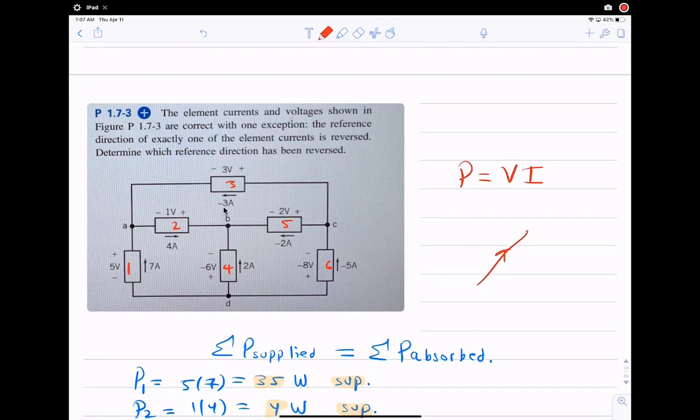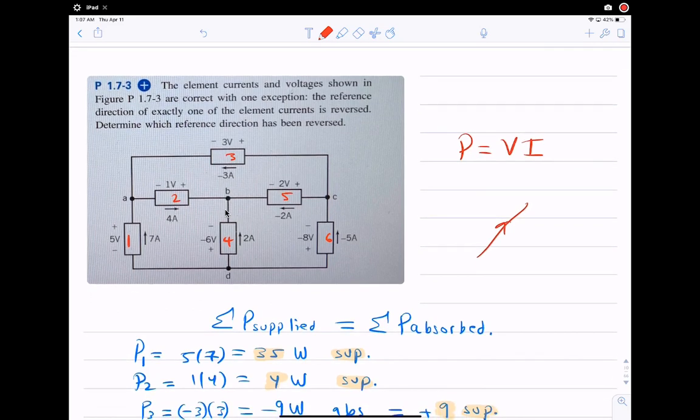Number 3. This is number 3. 3 times negative 3. Now we want to discuss the negative sign. Just act normal. 3 times negative 3 is negative 9. And then decide if it's absorbed or supplied. I'm moving from a high to a low, like I'm declining, right? So it's absorbed.